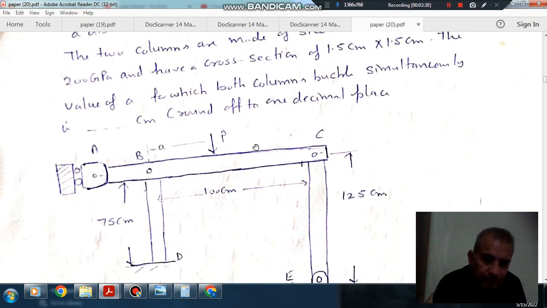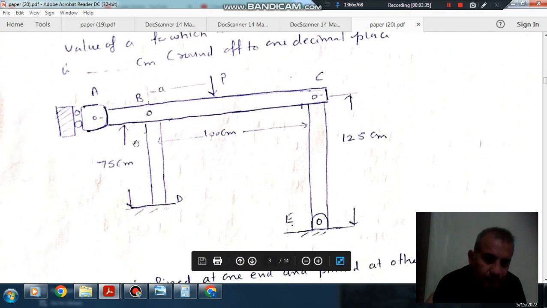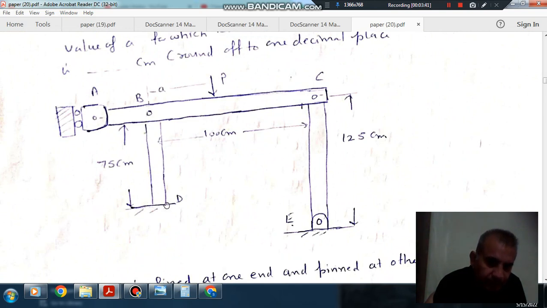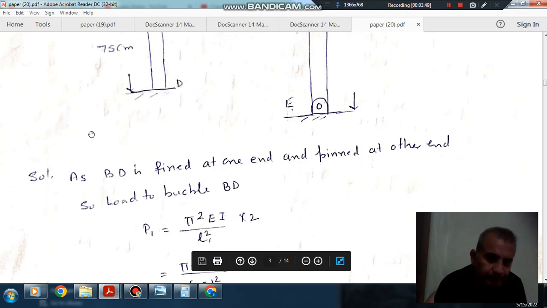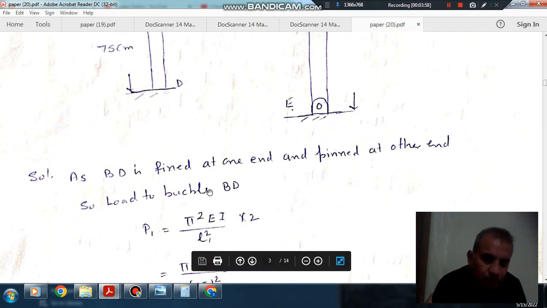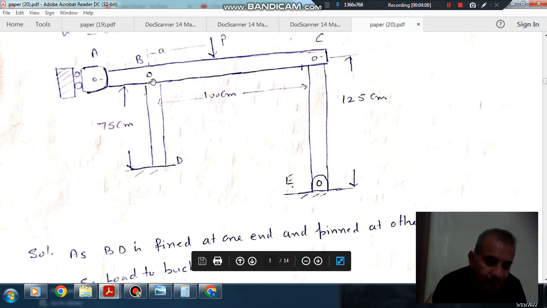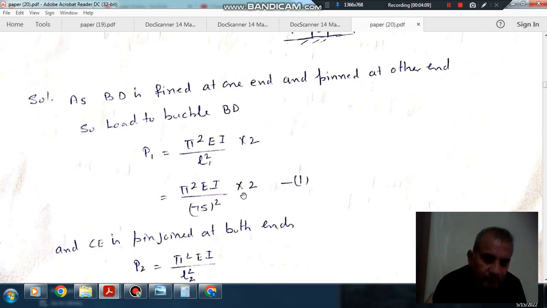So this is A, and this is your 100 centimeter, this is 75 centimeter, this is 125 centimeter. Okay. So as BD is a column and it is fixed at one end and pin jointed at the other end, and similarly, EC is a column which is pin jointed at both ends. So for this column BD, the buckling load is pi square EI by L1 square into 2, because that is the fixed end and your pin jointed end. So it will be pi square EI divided by L1, which is your 75 centimeter, so 75 square, into 2.